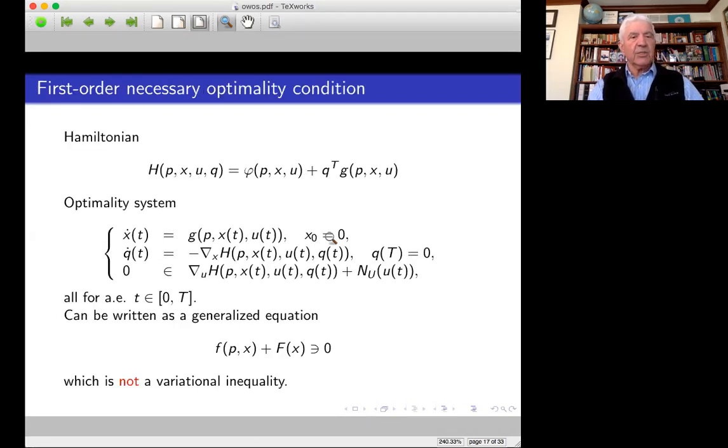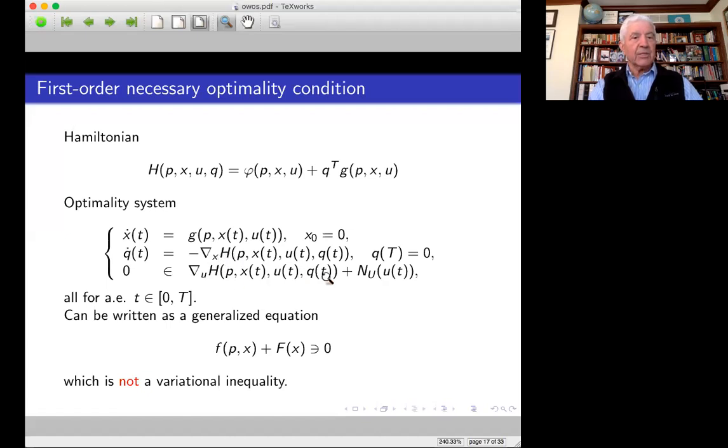First are the necessary conditions. Some people call it the Pontryagin maximum principle. Actually, it's something much more elementary than the full-size Pontryagin principle. The optimality system in this case will be based on the definition of the Hamiltonian here. And we have the state equation in the optimality system. We have the so-called adjoint equation involving the adjoint variable q, and here is the derivative of the Hamiltonian with respect to x.